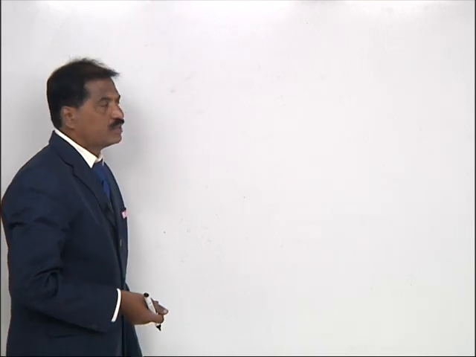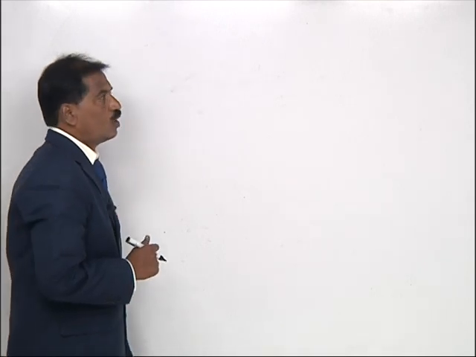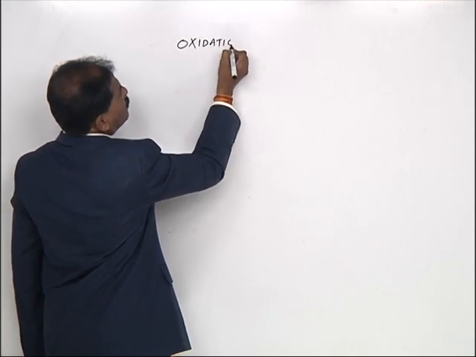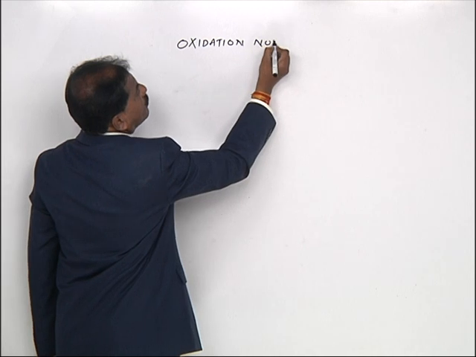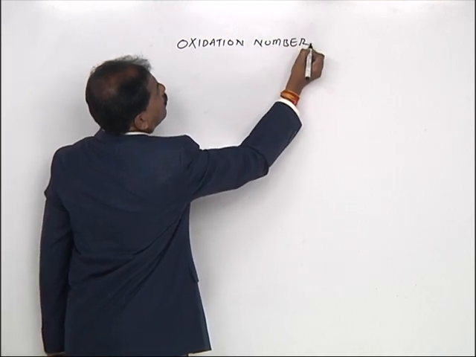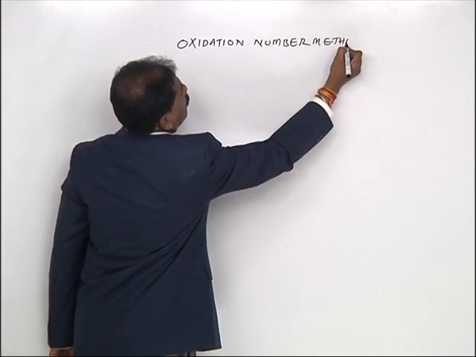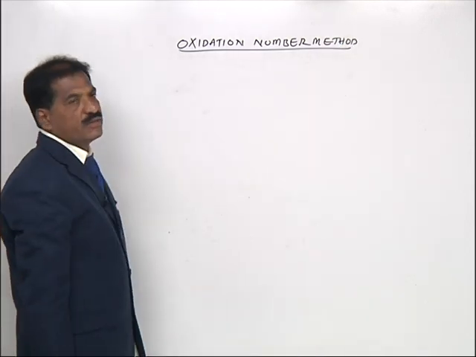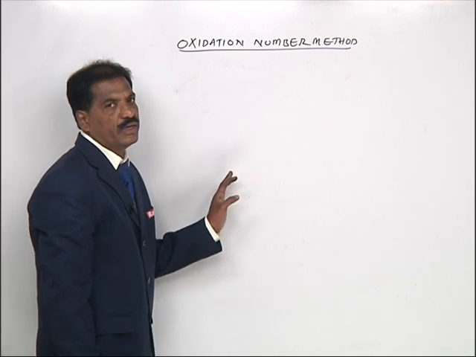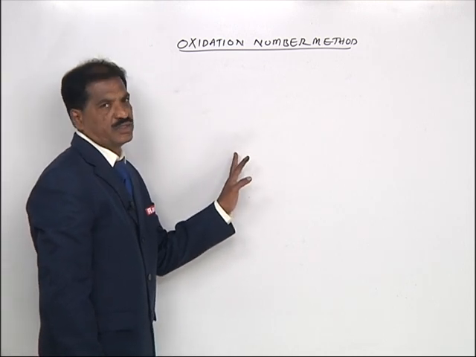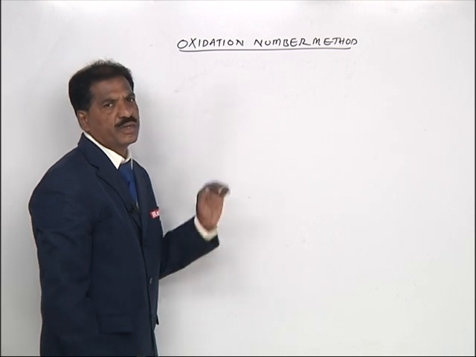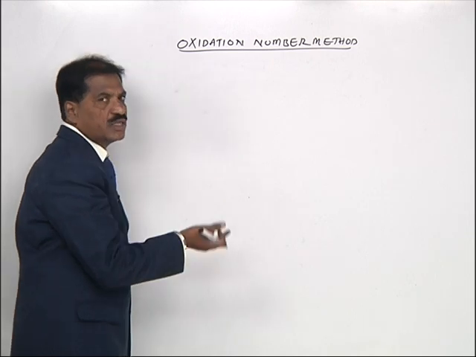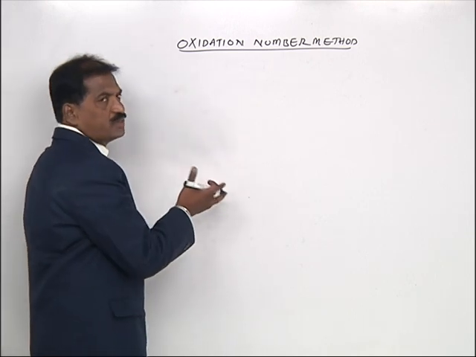Next, balancing of the redox reactions through the oxidation number method. This oxidation number method is usually applied for any redox reaction in which neutral molecules participate. It can also be applied even for the reactions in which ions participate. So, for any type of species, this method can be applied.